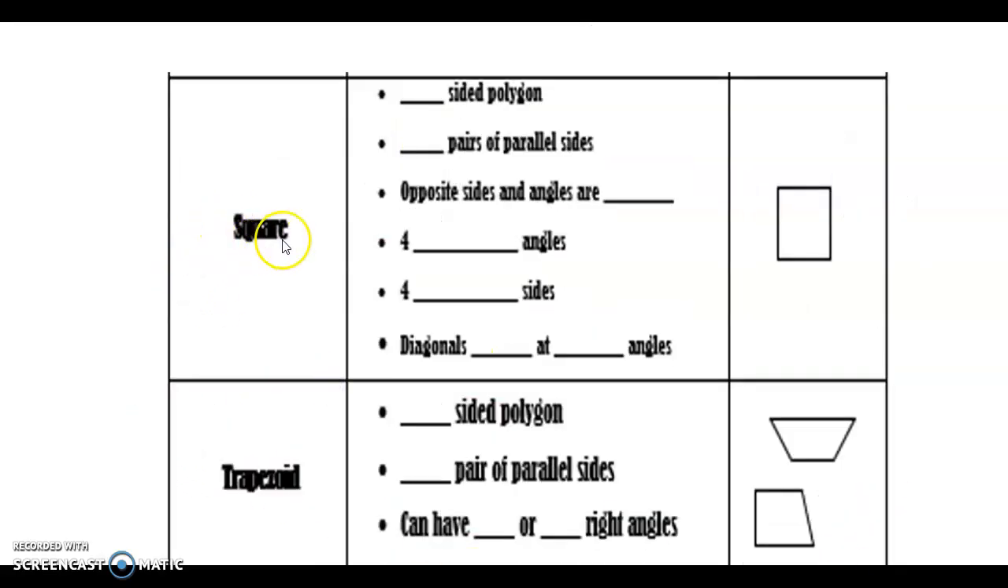All right, 2 more. Squares are 4-sided polygons. They have 2 pairs of parallel sides. Their opposite sides and angles are congruent, and they have 4 90-degree angles. Squares are the special one. They have all these characteristics, 4 equal sides, and diagonals bisect at 90-degree angles.